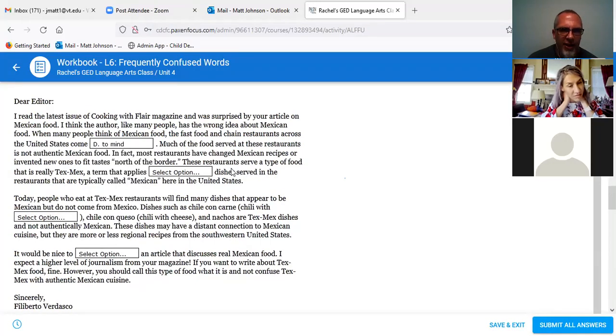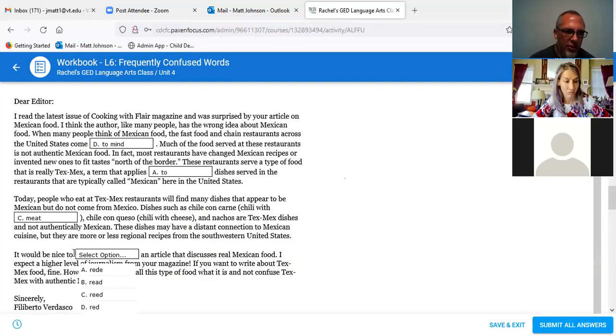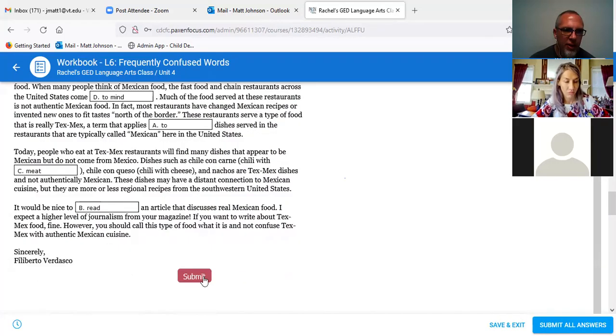Okay. And then these restaurants serve a type of food that is really Tex-Mex, a term that applies, right? A preposition to dishes served in the restaurants that are typically called Mexican. And then dishes such as chili con carne, chili with C, meat. Yes, M-E-A-T. And that's, again, just one that you just have to encounter, M-E-E-T or M-E-A-T, to know the difference. And it would be nice to read an article that discusses real Mexican food.